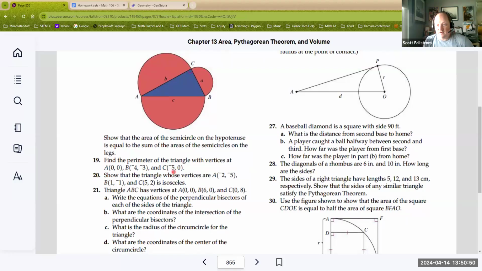And question 19, find the perimeter of the triangle with these vertices. This is the Pythagorean theorem. I know you can do it. You do not need to memorize a distance formula. You can use the technique that I showed in the video, and that I'll also show in class.